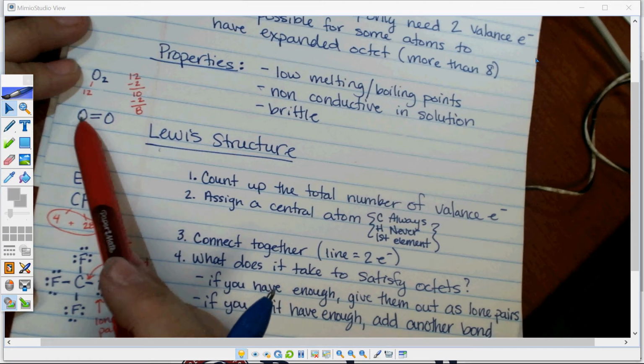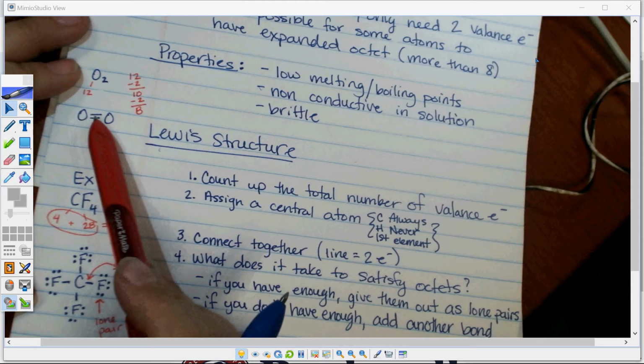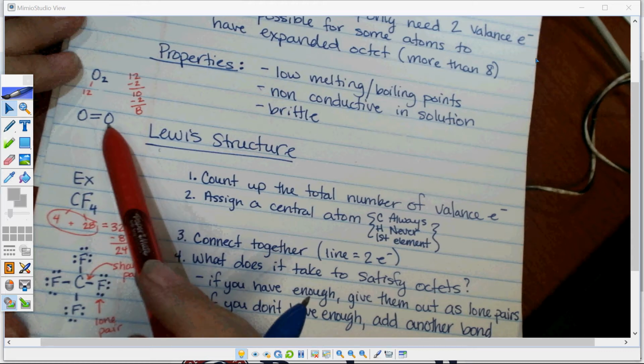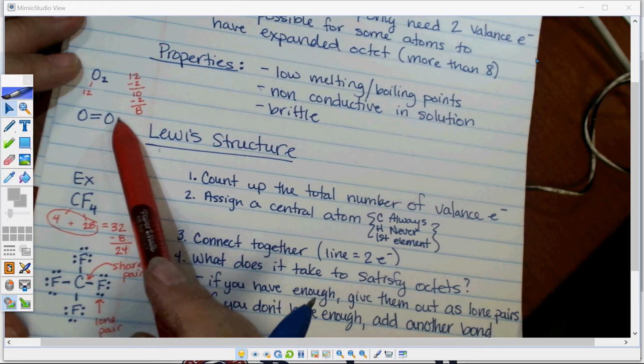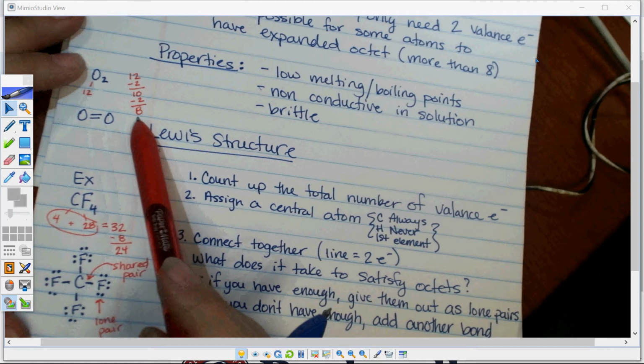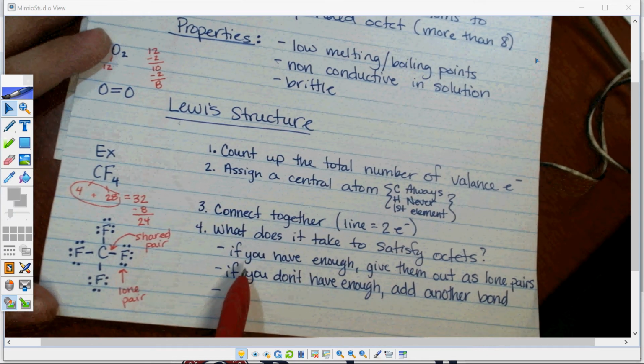So now I'm going to recount to see what it takes to satisfy the octets. This oxygen is sharing 4 electrons, which means it now needs 4 more to satisfy its octet. This oxygen is sharing 4 electrons, which means it now needs 4 more to satisfy its octet. So if I need 4 for this oxygen and 4 for this oxygen, now I have the correct amount, which brings me back to this first step.